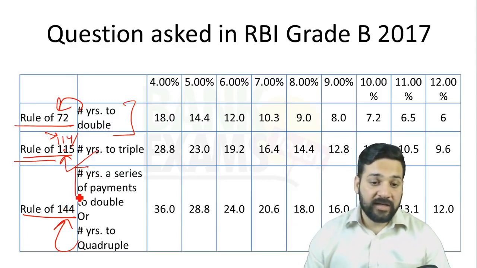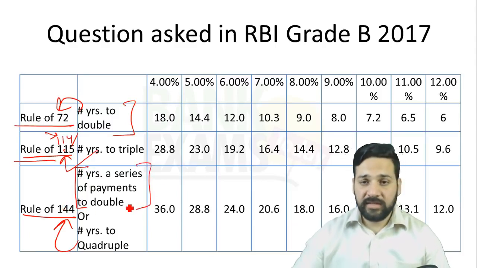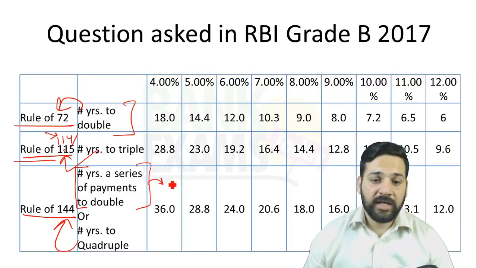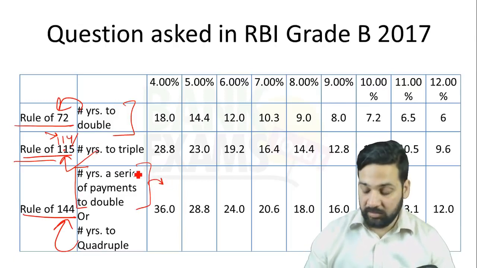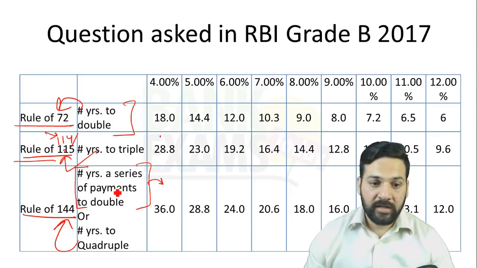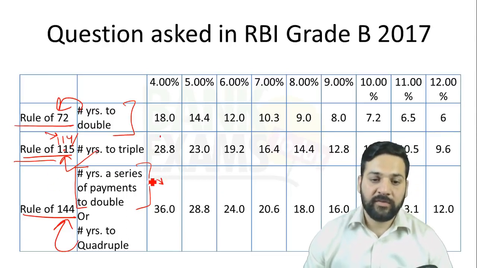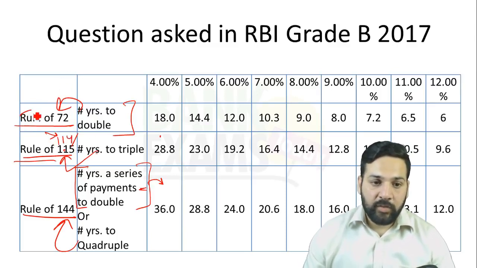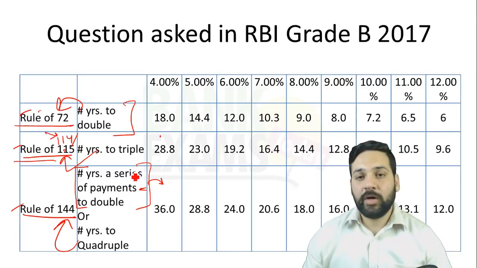And in case there is a growth annuity, a series of payment, and the question is after how much time the money will be doubled, then again you need to use the rule of 144. I'll do that in the next lecture. Right now we are doing the rule of 72 if the money is doubled, rule of 114 if the money is tripled, rule of 144 if the money is quadrupled.